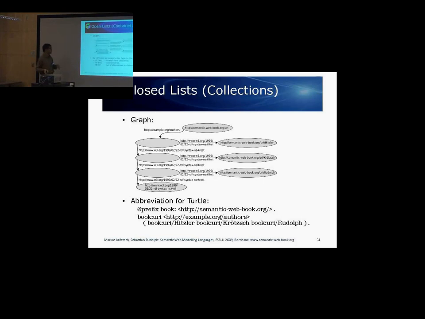Now the closed list or collection is something which is represented over here. Here there is a particular ordering, like this is the first element, then this is, and so on, and then the rest is followed over here, which is not present at all. And then there is a specific abbreviation which can be used for it in Turtle as well. I don't know how to explain it in a much better way. Closed list. I'll probably get back to this. What is the final? Final is basically it says that the list ends over here. That's it.